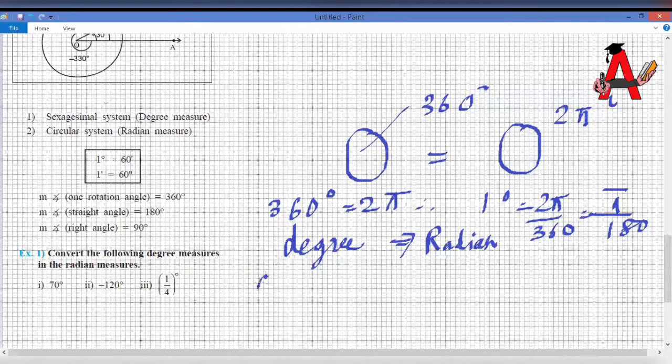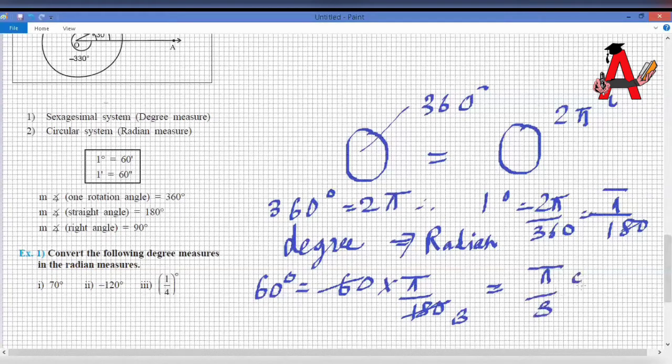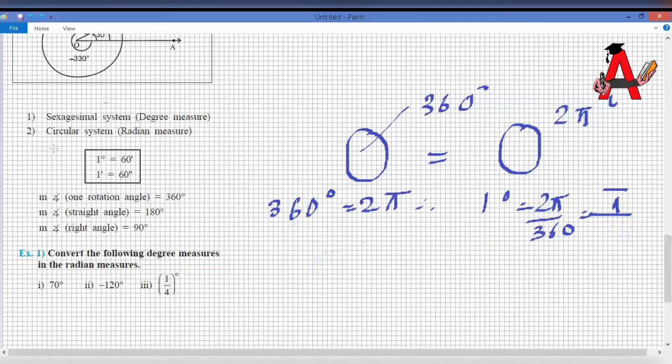Let's take an example: 60 degrees. I can write it as 60 into pi upon 180. 60 threes are 180, so this can be written as pi by 3 radians. So the first concept you should clearly remember is that degrees to radians can be converted by multiplying the degrees by pi by 180. You can take another example of, say, 70 degrees, or minus 120, whichever you want, you can take any one of the examples.